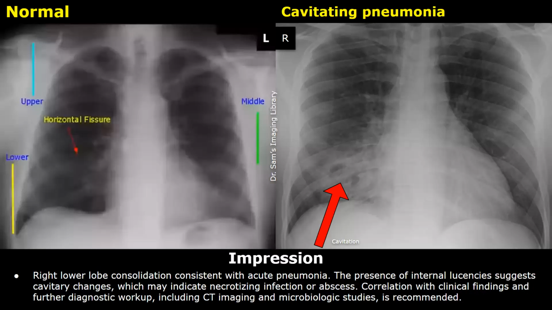Here is the impression. Right lower lobe consolidation consistent with acute pneumonia. The presence of internal lucencies suggests cavitary changes, which may indicate necrotizing infection or abscess. Correlation with clinical findings and further diagnostic workup, including CT imaging and microbiologic studies, is recommended.